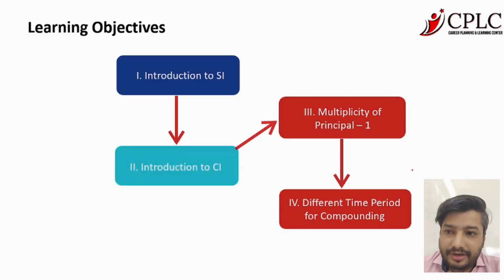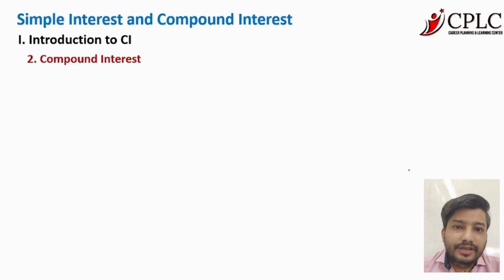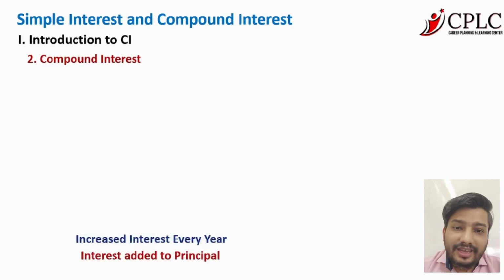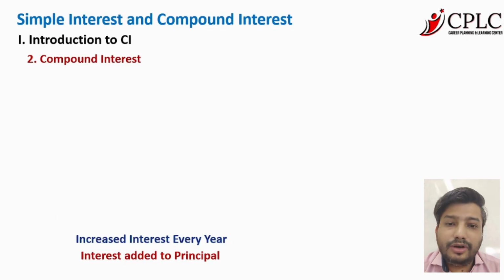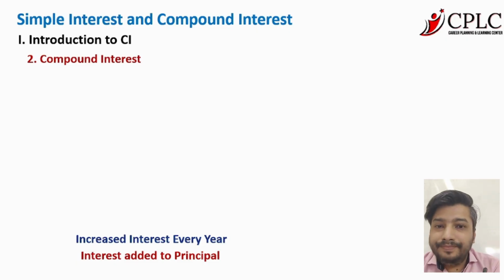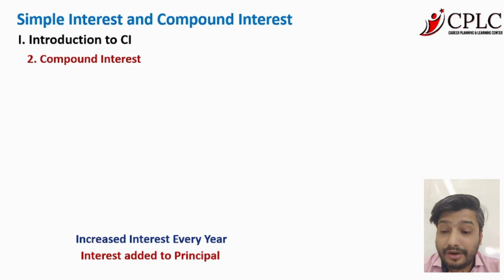So compound interest, as the name suggests, it is not going to be fixed. It is going to keep on increasing every year. And why does it keep on increasing every year? Because the principal keeps on increasing every year. And why does the principal increase every year? Because the previous year's interest is added to the principal. So for the next year the principal becomes bigger, and on that bigger principal you get a bigger interest. So that is compound interest.